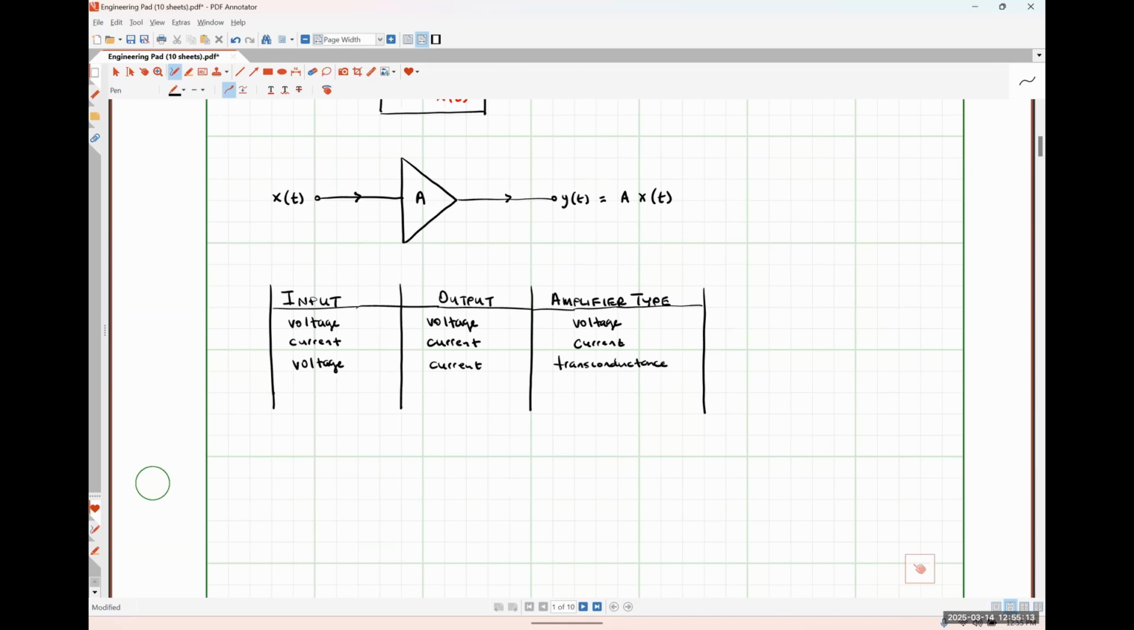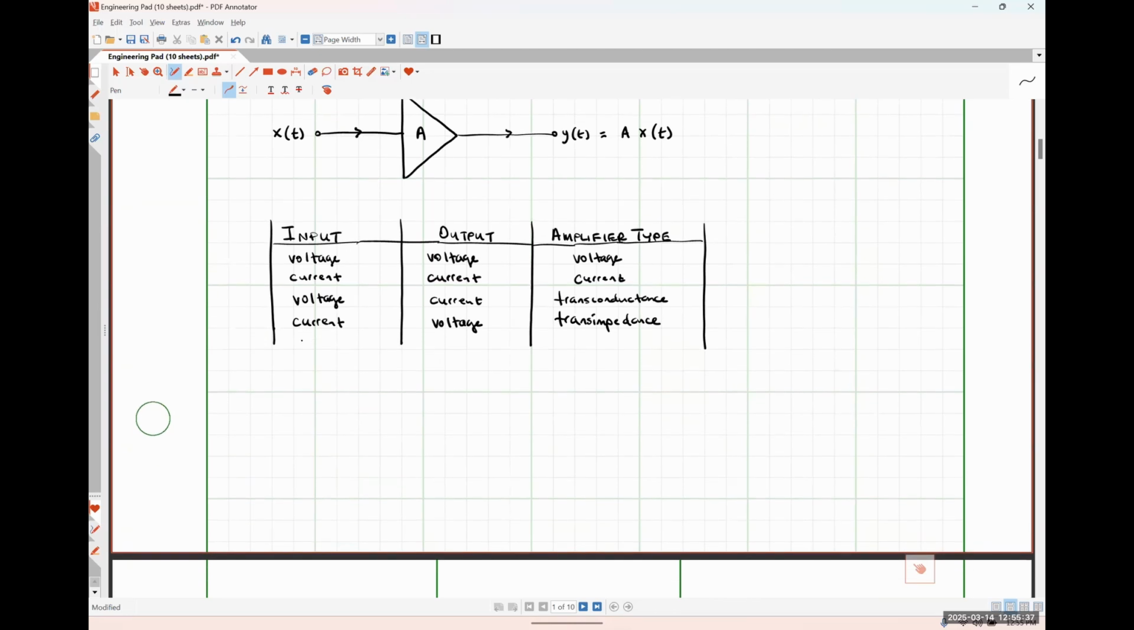Then we have the opposite of this configuration where we have current as an input signal and voltage as an output signal. And this is a transimpedance amplifier. Certain transistor amplifiers can be configured to work as transimpedance amplifiers.